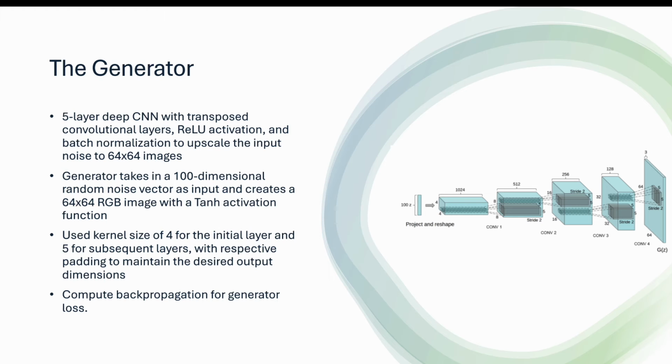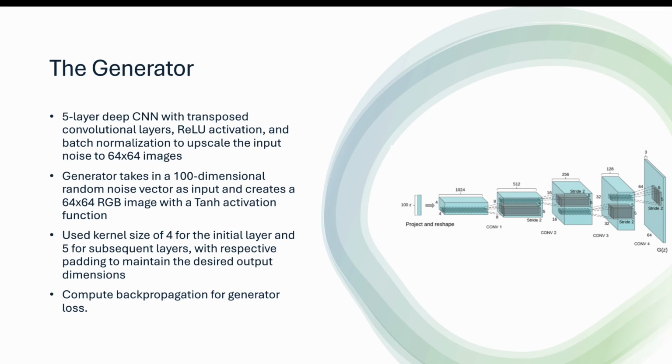So for the generator, we decided to do a 5-layer deep convolutional neural network with transposed convolutional layers. We used the ReLU activation as it was something we are more familiar with. And of course, we did batch normalization because we wanted to upscale the input noise to 64 by 64 images, and that would be to get rid of extra noise and keep it all constant. We then take in a 100-dimensional random noise vector as an input, and then we create a 64 by 64 RGB image with tanh activation.